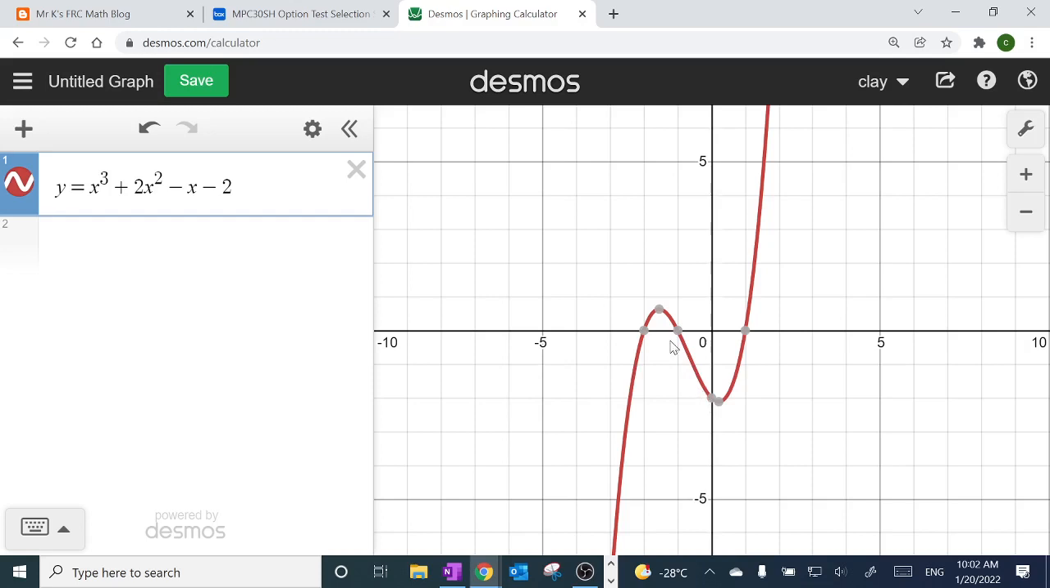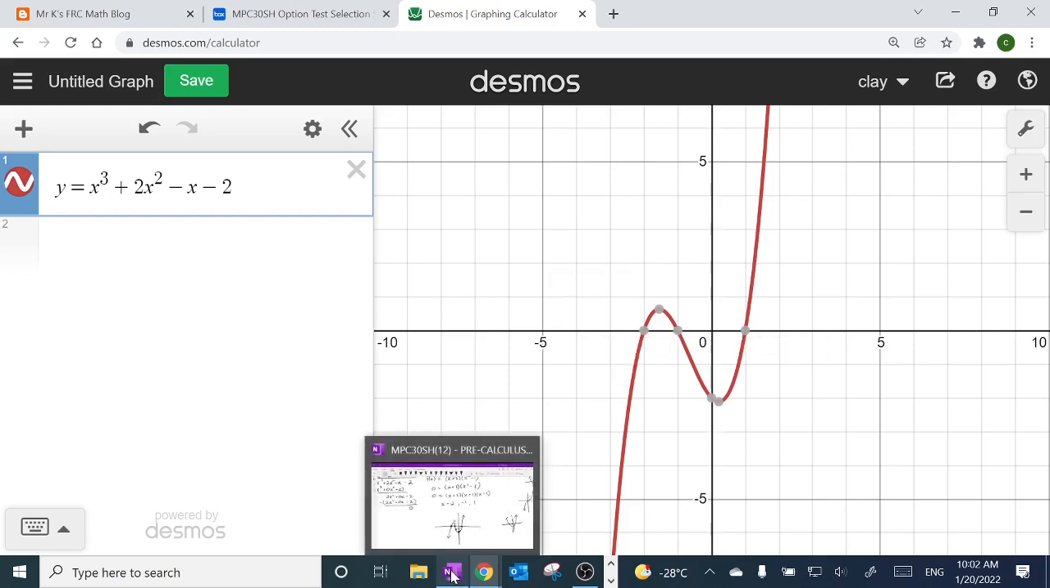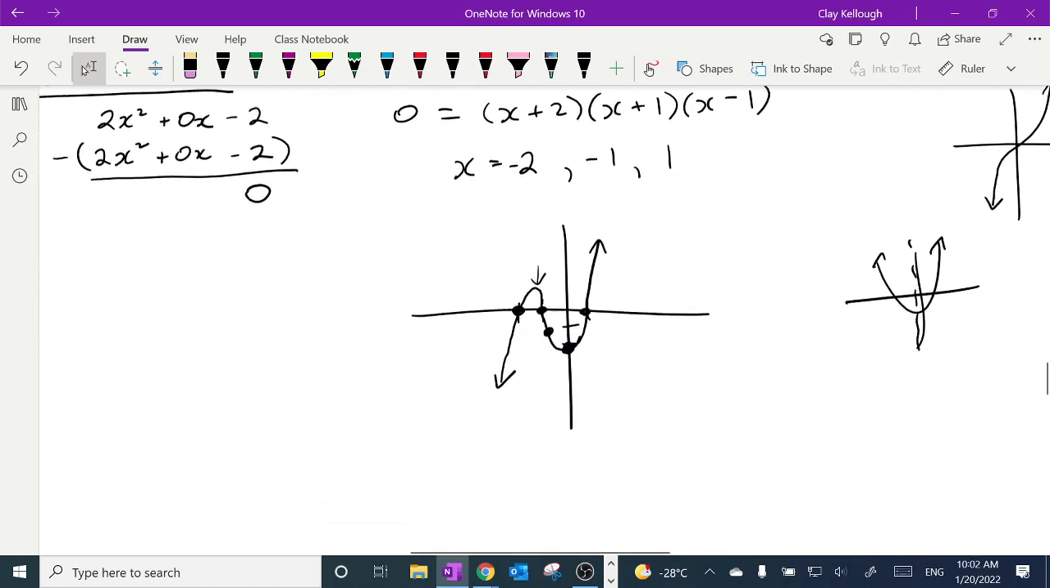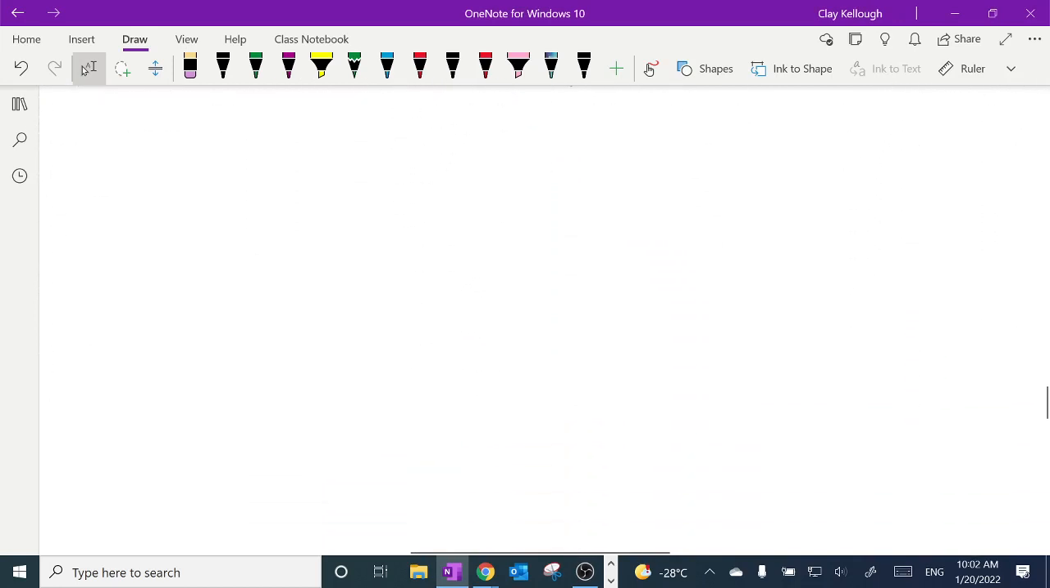But the first step, or one of the first steps, is understanding how to find its x-intercepts: -2, -1, and 0. And long division can help us do that. Okay? So there we go. So there's long division. Now, think about how long division actually works.